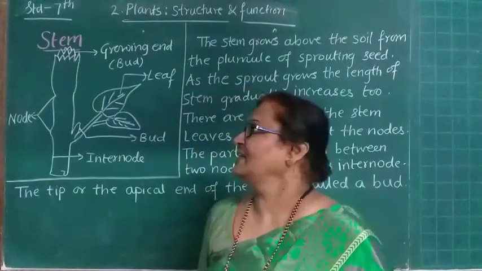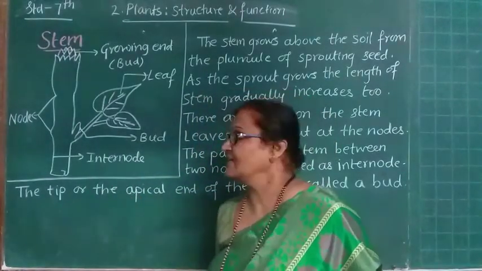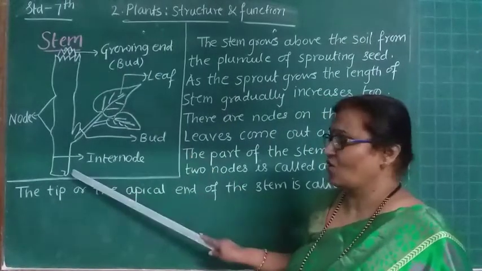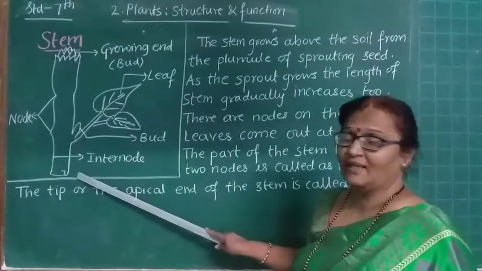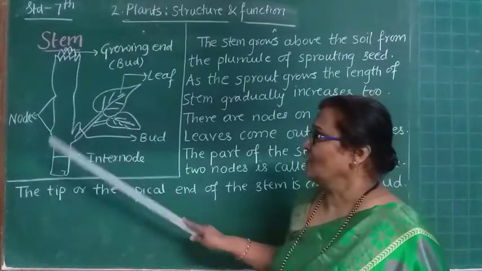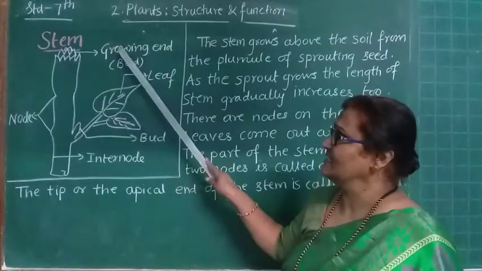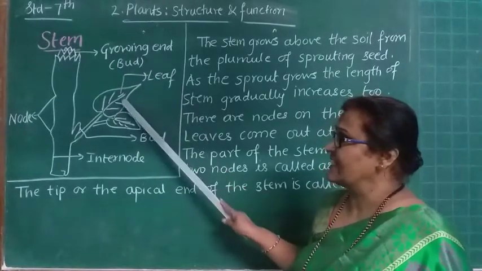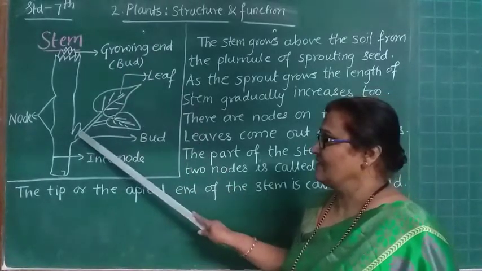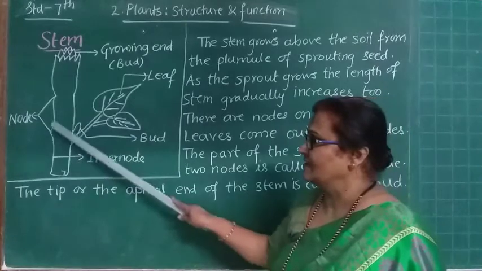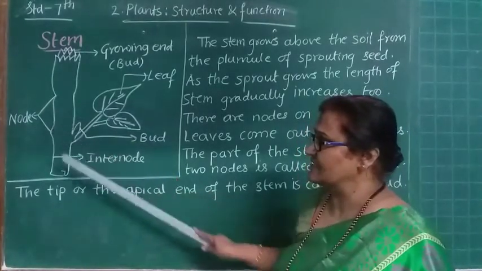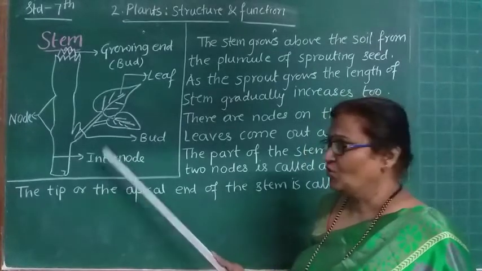The next point is stem. See here, I have drawn one branch of any plant. See what it is having. It is having its growing end at the tip. It is having a leaf. Then it is having a bud. Then here there are nothing but the nodes. Then between these two nodes there is an internode.